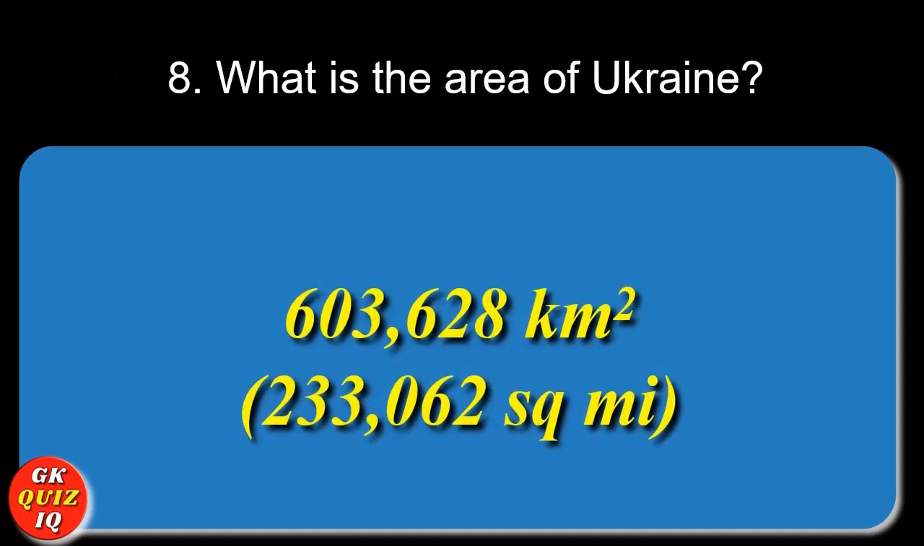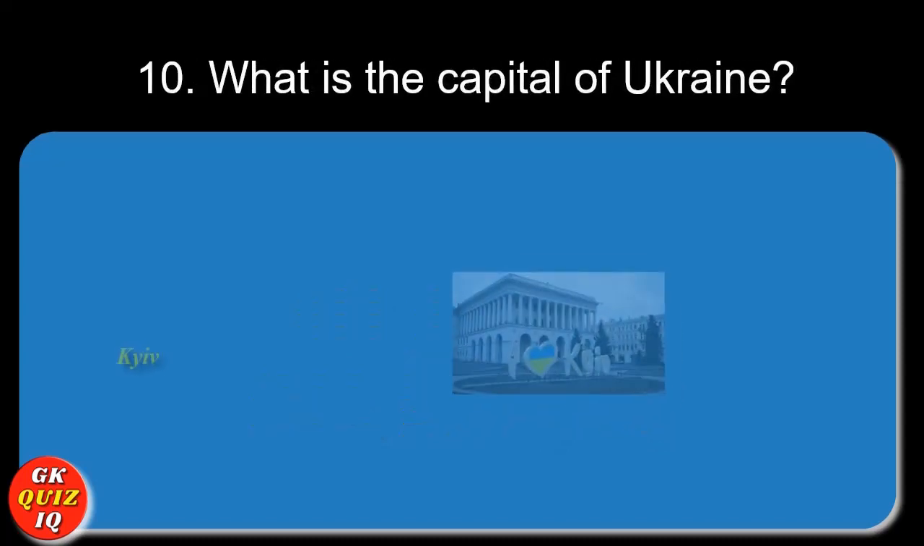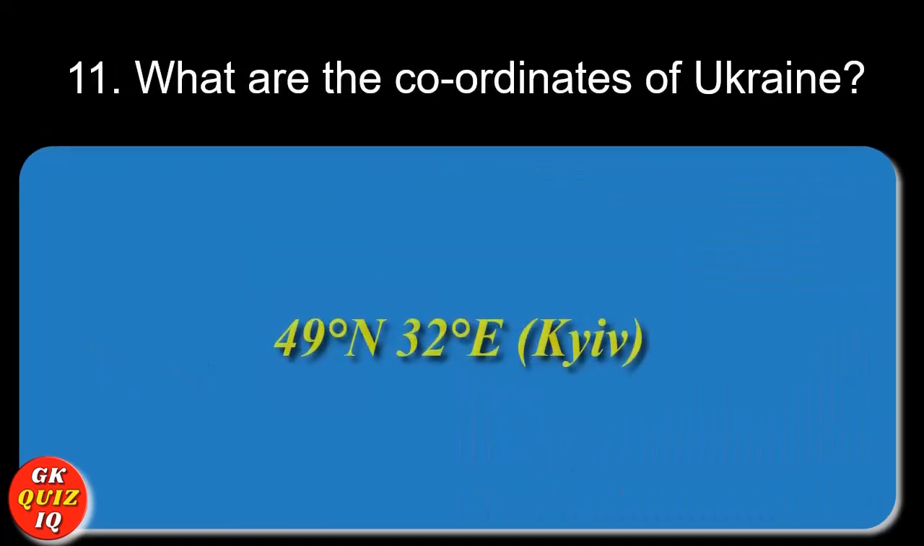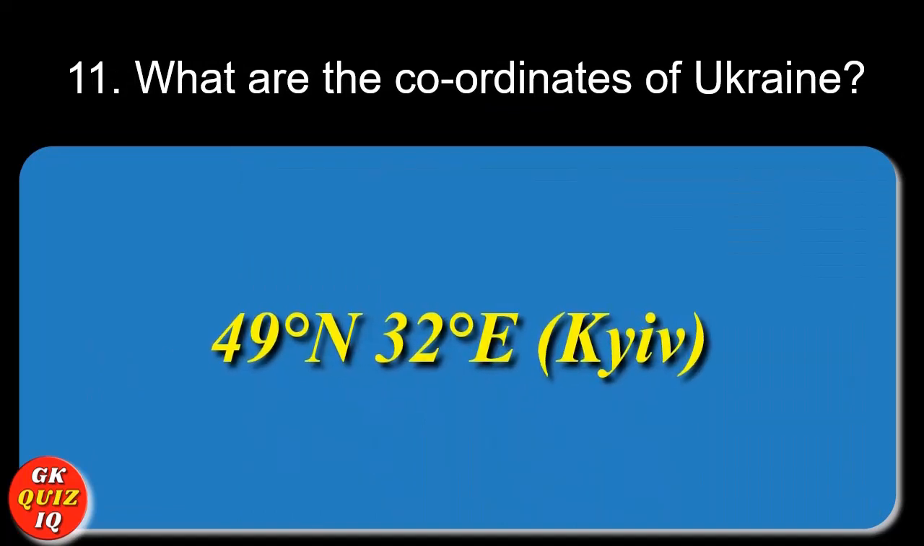What is the area of Ukraine? 603,628 square kilometers. What is the capital of Ukraine? Kiev. What are the coordinates of Ukraine? 49 degrees north and 32 degrees east.